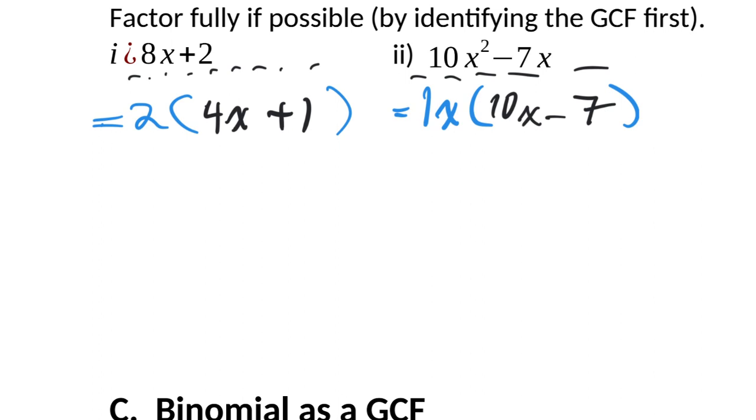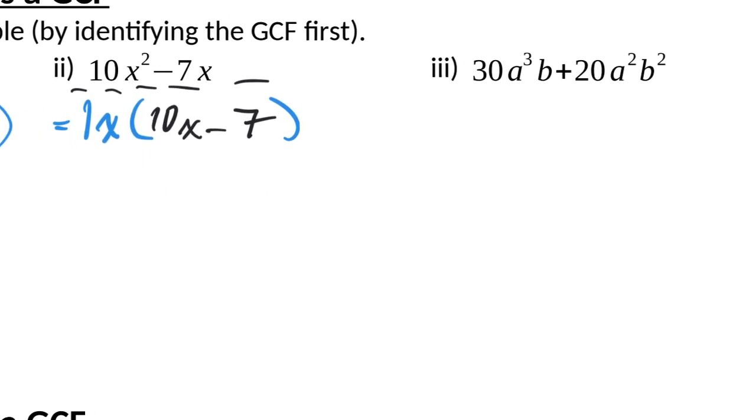Let's go and look at the next problem. I'm just going to move this over a little bit, and I'll leave the previous one there. Now, look at the coefficients of this one. We have 30a cubed and 20. What is the biggest number that divides 20 and 30? 10? Are we right? It's 10? All right, cool. So we're going to pull off 10.